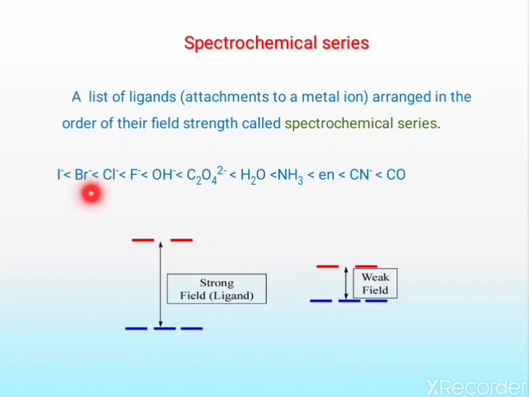Look here in this series. This is iodo, bromo, chloro, fluoro. These are all weak field ligands because their del value is less. Here you observe NH3, ethylenediamine, cyano, carbonyl. These are all strong field ligands because their del value is large.